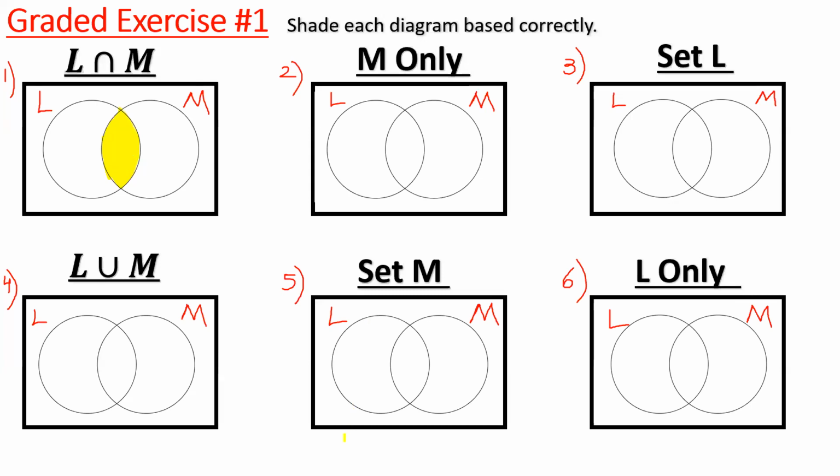M only. All right, Renaya. What is M only? M only is the M portion without the middle piece. Very good. The M portion without the intersection. It's going to be this. Again, without the intersection. You don't shade the intersection when you're doing this. M only.